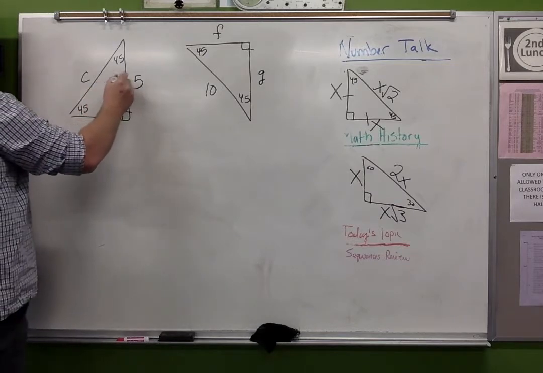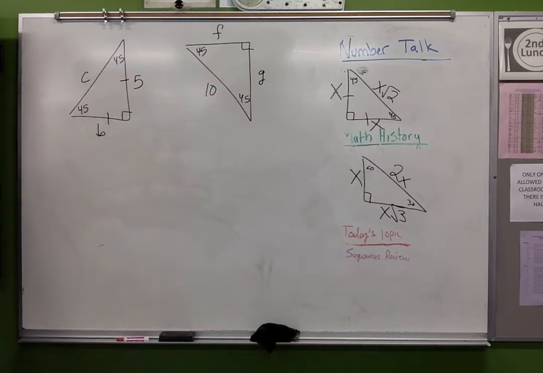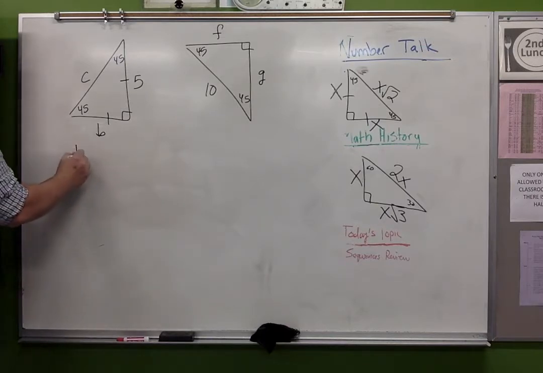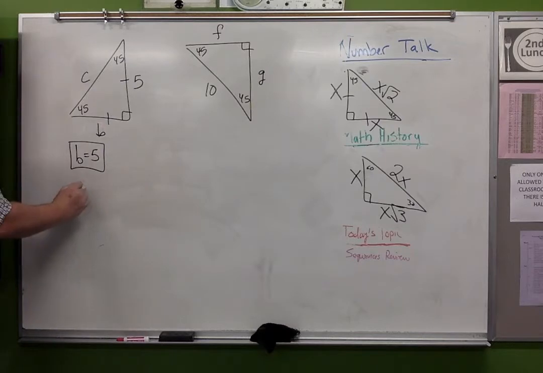So legs are equal in a 45, 45, 90. The legs are congruent. The measures are equal. So B has to equal 5. And then C, you take a leg and multiply by the square root of 2. 5 square root of 2. You're done.